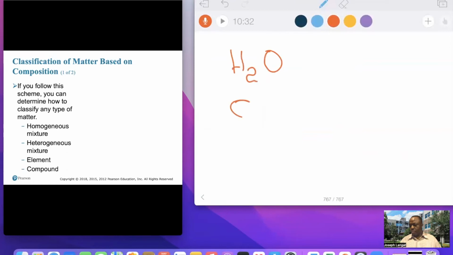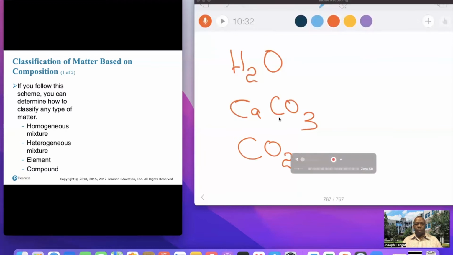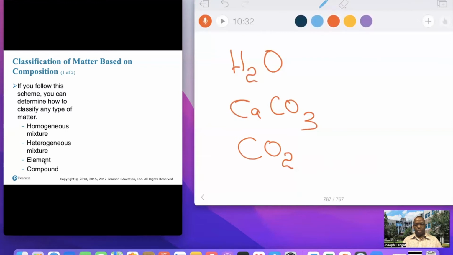This is a compound, calcium carbonate, all right? This is calcium carbonate made up of 1 calcium, 1 carbon, and 3 oxygen, in a specific ratio. CO2, this is a compound. So you should have a sense of what consists of a compound. It's only that compounds can be separated into pure elements by chemical means. These two heterogeneous can be separated into pure substances by physical means, which we will see later on.